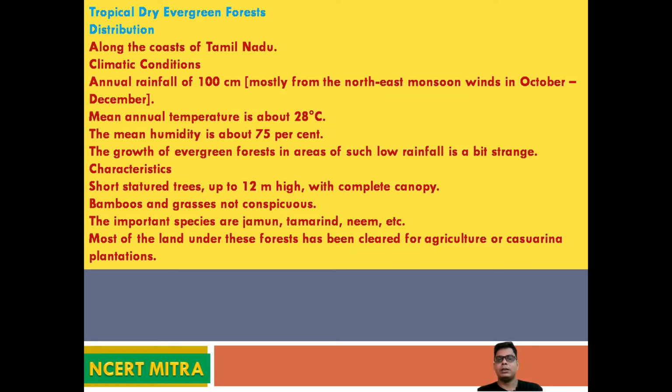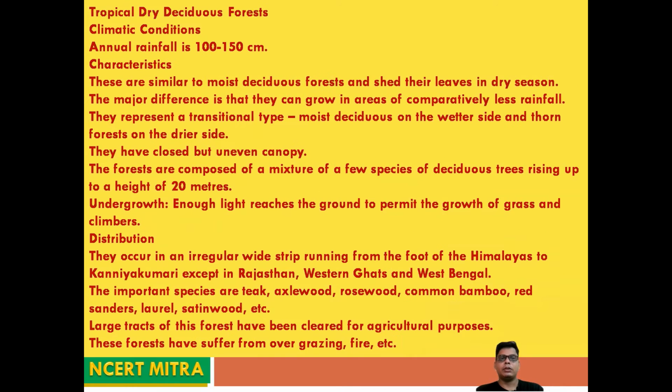And what are the characteristics? The height of the trees is about 12 meters, with a complete canopy, and bamboos and grasses are not copiceous. The important species are jamun, turmeric, neem, etc. Most of these trees have been cleared for agriculture.